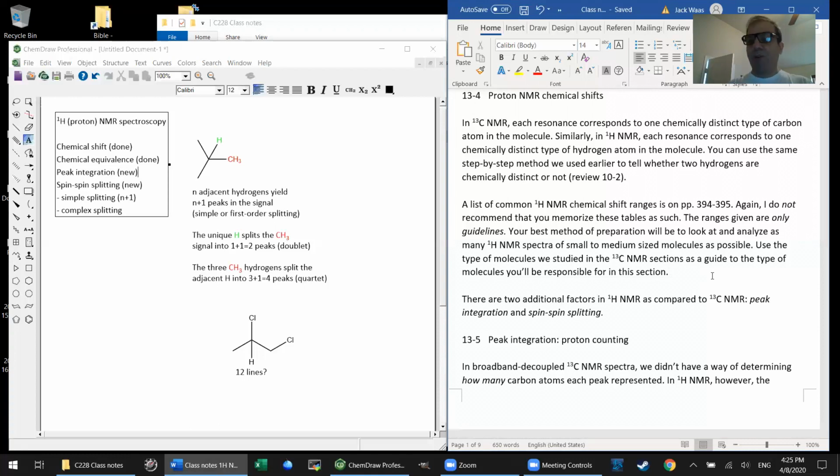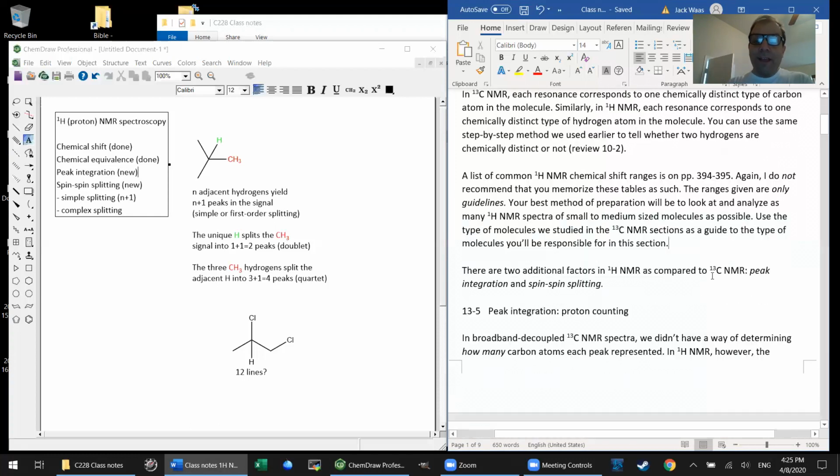Certainly look at the OWL questions, certainly look at the book questions, but the more proton NMR spectra that you can take a look at and try to make some sense of, that's the best preparation I can recommend to you. Students have come back to me later and said that type of preparation works. So there you are. You don't have to take it from me.